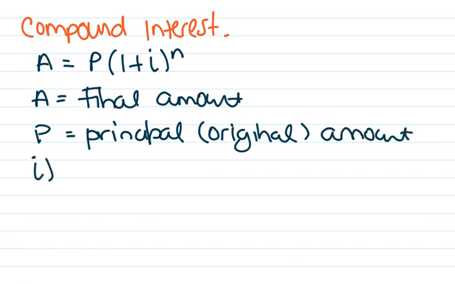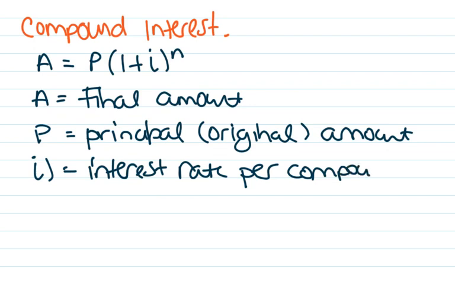I is the interest rate per compounding period. So if your interest rate is 6%, but your interest compounds twice a year, then you would put in 3% because that would be half. Anyways, we'll get there. And n is the number of compounding periods.